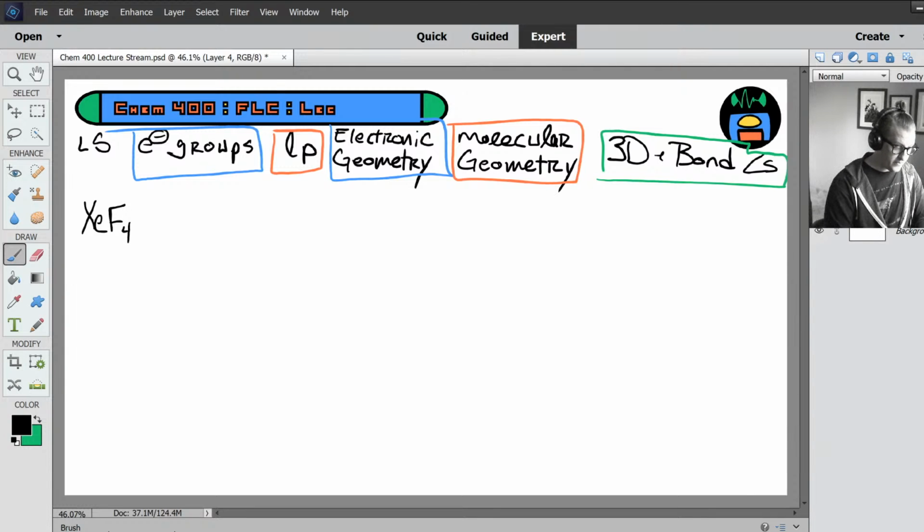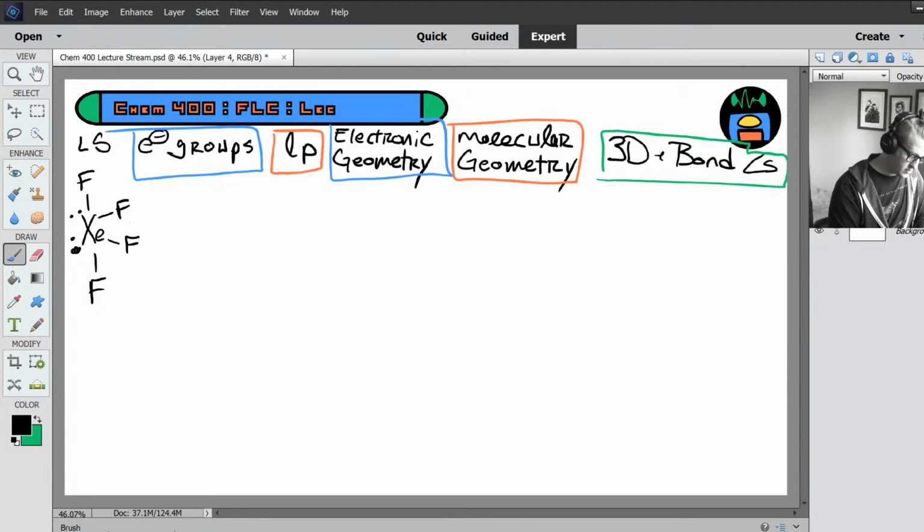Look at xenon tetrafluoride. So if you draw the Lewis structure, you've got 4 fluorines on your central atom. Then you've got 2 sets of lone pairs. All right, so the number of electron groups that we're dealing with, we have 6. And once you know the number of electron groups, you instantly know your electronic geometry. 6 electron groups is octahedral.